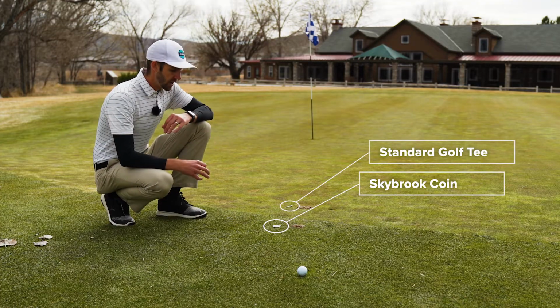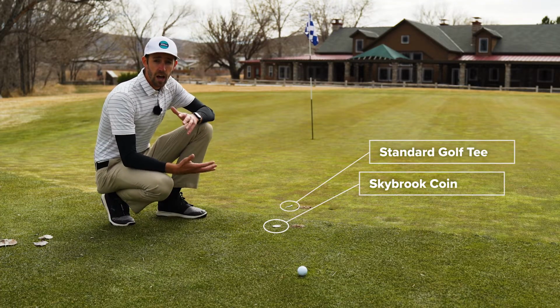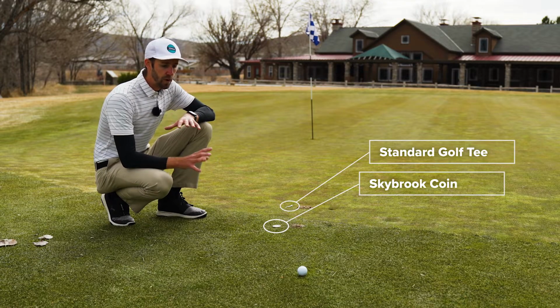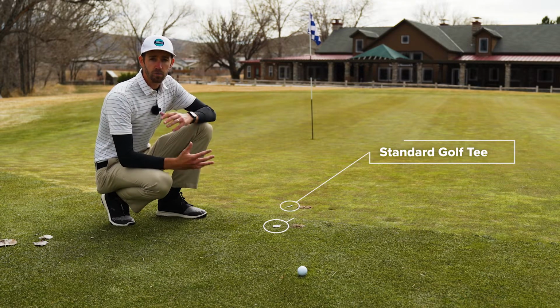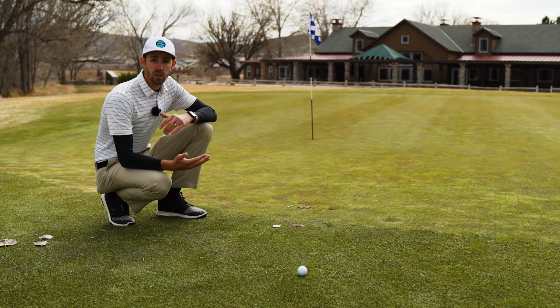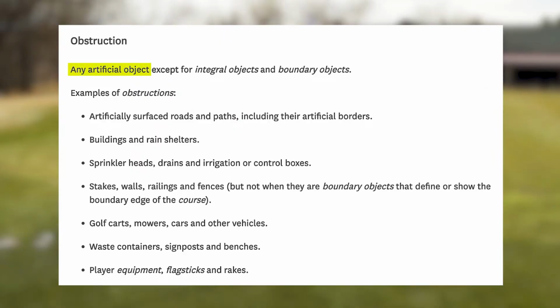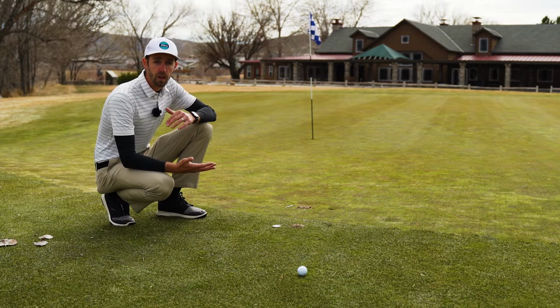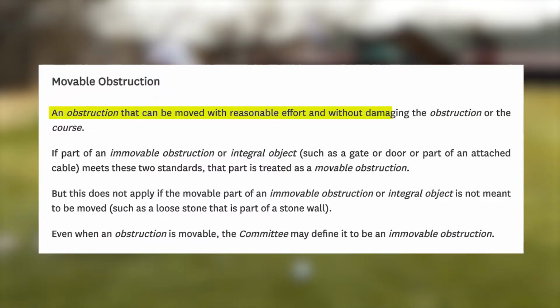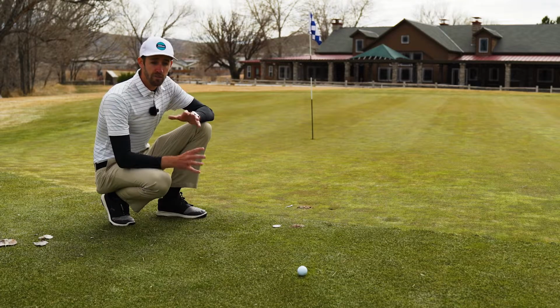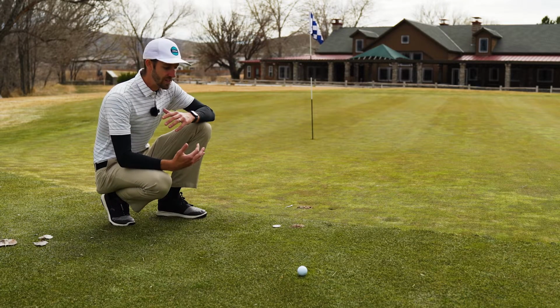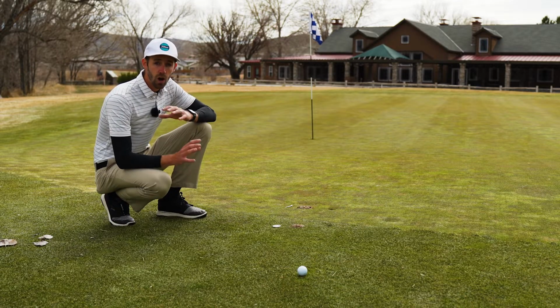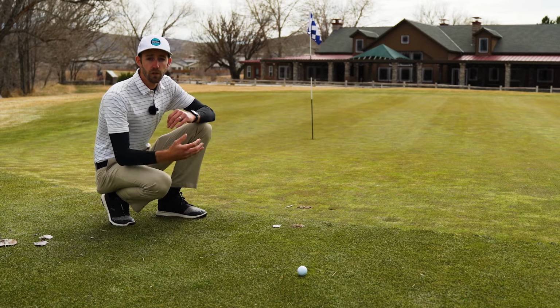Now, these are obviously not natural objects because they're man-made. They went through some type of manufacturing process, which makes them artificial objects. Artificial objects are referred to as obstructions, and I can move these obstructions with very reasonable effort without damaging the obstruction or the golf course. So that makes them movable obstructions. Movable obstructions are very similar to loose impediments in that you can remove them anywhere you want on or off the course, and you can remove them in any way.